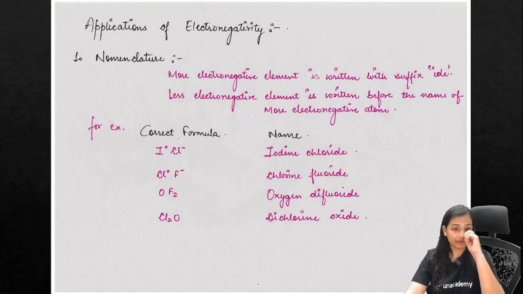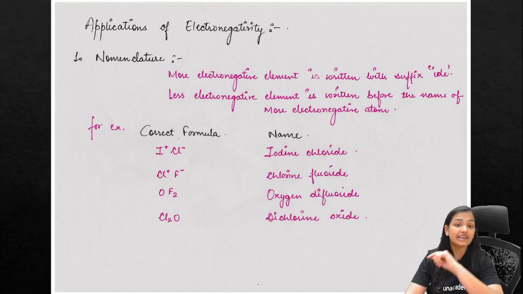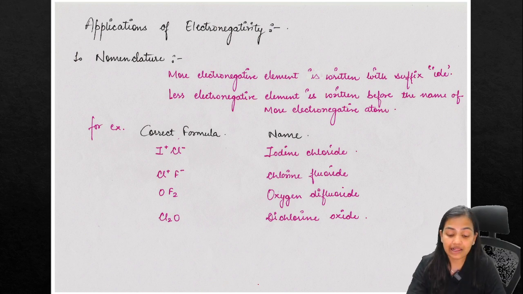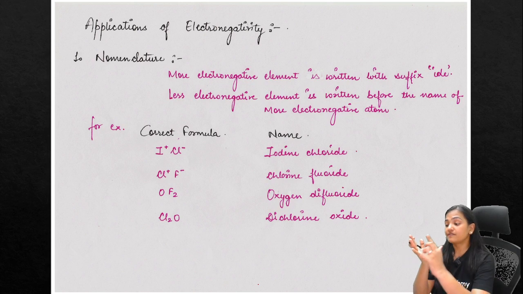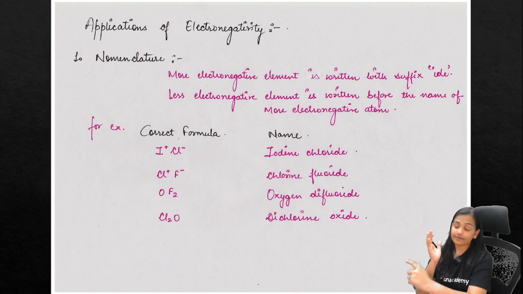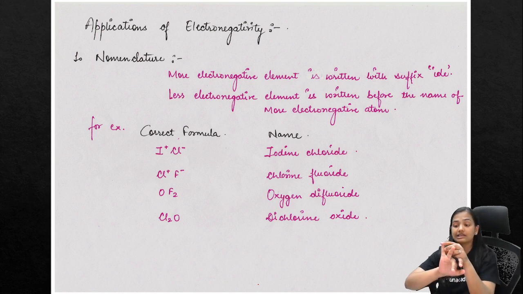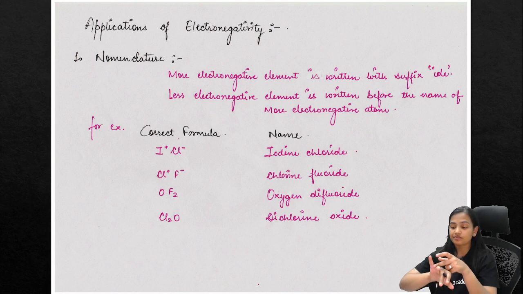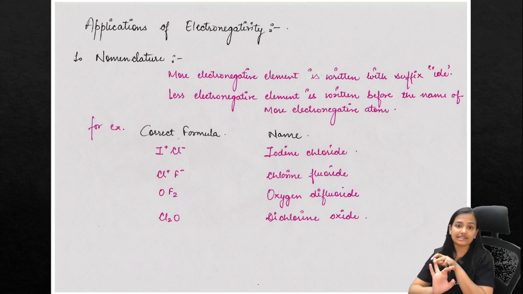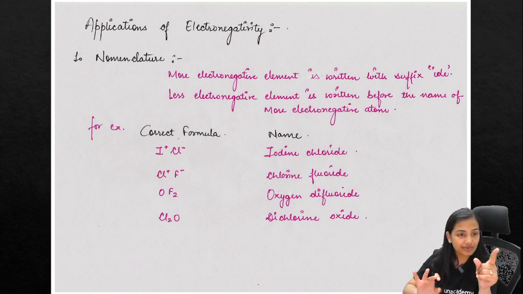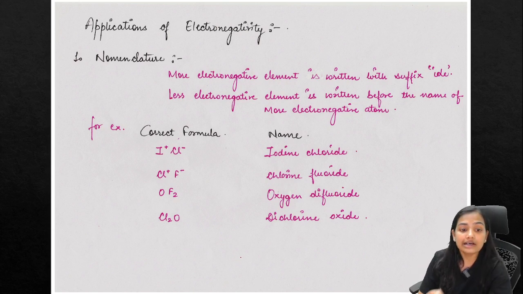Now I will be talking about the applications of electronegativity. As I told you at the beginning of the session, we have 5 things to learn. Nomenclature, how we can write down the nomenclature. The other would be the ionic or covalent bond. The third would be the acidic character, basic character, and the bond length. So let's begin with the nomenclature first.